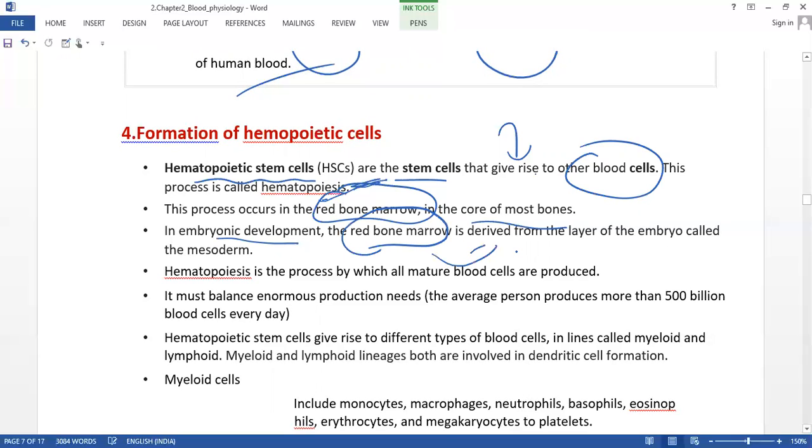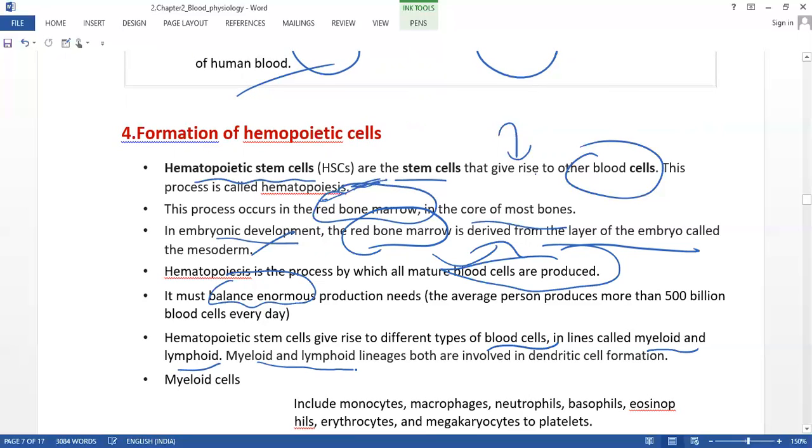This will be derived from the layer of the embryo that is called the mesoderm. Hematopoiesis is the process by which all the mature blood cells are produced at the same time, and it must be balanced enormously to the production and the needs. Hematopoietic stem cells give rise to the different types of blood cells, which are called the myeloid or the lymphoid.